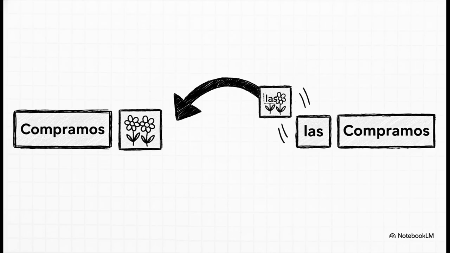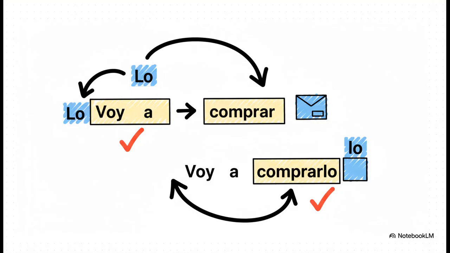So instead of saying compramos las flores, it becomes las compramos. See that? The las just hops right in front of compramos. But what happens if you have 2 verbs, like I am going to buy it? This is where it gets kind of cool because you actually have a choice. You can either stick with rule number 1 and put the pronoun before the first verb, like lo voy a comprar, or you can attach it right to the end of the infinitive, making it one word, voy a comprarlo. Both are 100% correct. You just pick whichever one feels more natural to you.